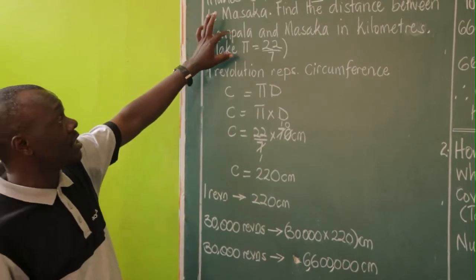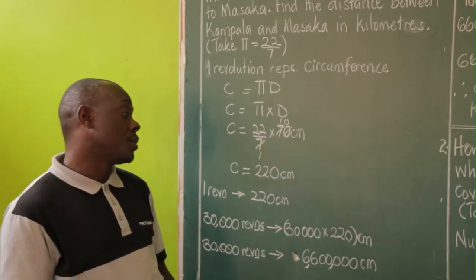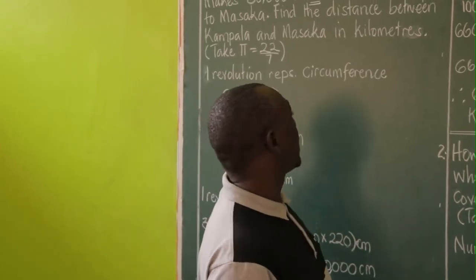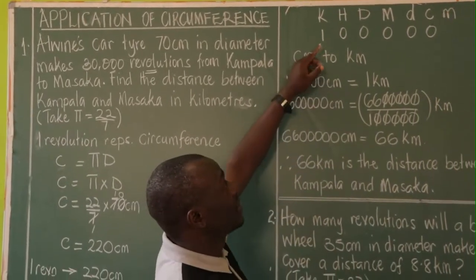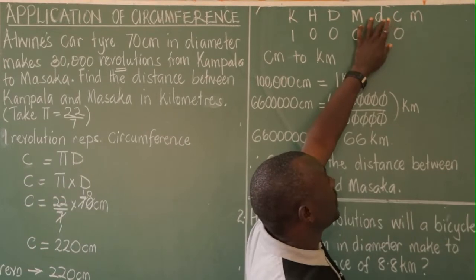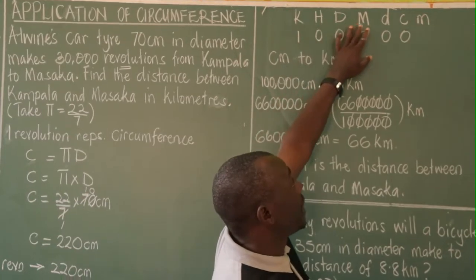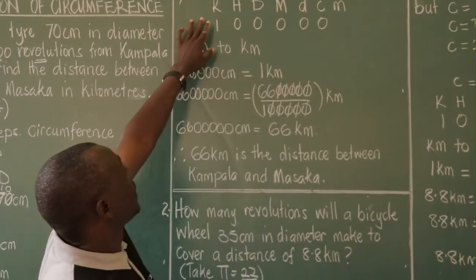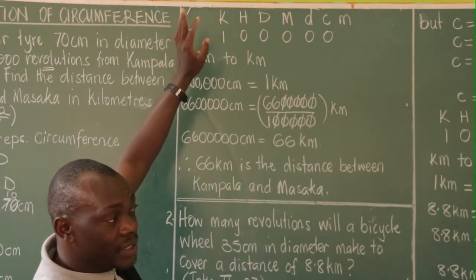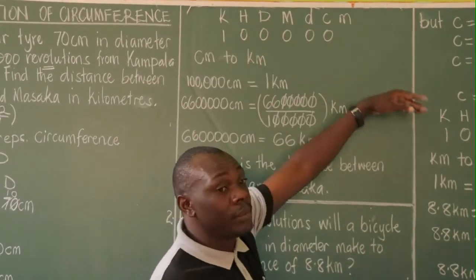But the question went on asking us for the distance between Kampala and Masaka in kilometers. Now that we have it in centimeters, we are going to convert the 6,600,000 centimeter distance to kilometers by stating KHDM DCM, which we can memorize as King Henry's daughter Mary drank cold milk. And somebody that is accustomed to drinking marwa can also say, King Henry's daughter Mary drank cold marwa.